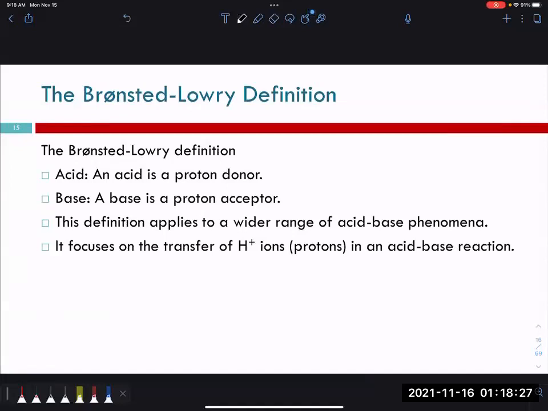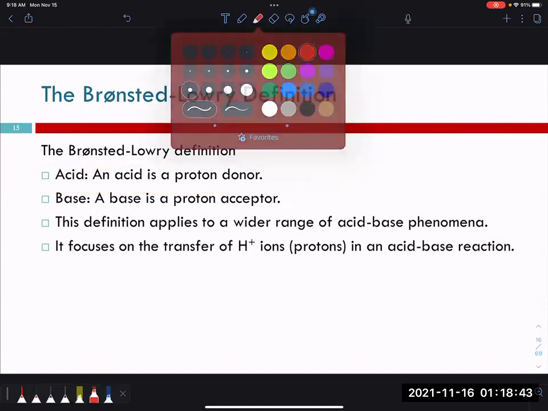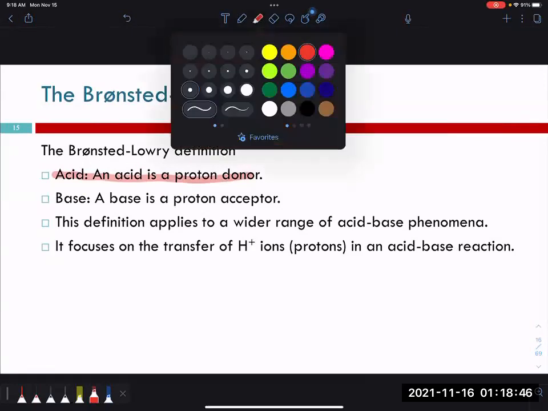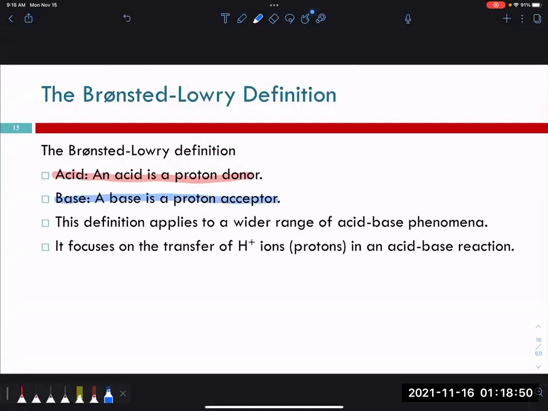So the Bronsted-Lowry definition is a much broader definition of what an acid and a base is, and it simplifies things. An acid is a proton donor. A base is a proton acceptor. You might think, what do you mean a proton? Hydrogen on the periodic table has one proton and one electron. So if we have H plus, we've taken away that one electron, and now it's just one proton.